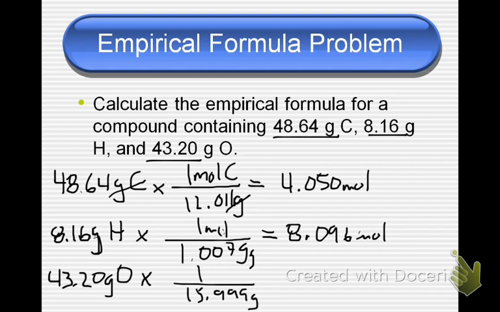And lastly, oxygen, 15.999 grams for every 1 mole. And that means we have 2.700 moles of oxygen. So, step number 4, divide everything by the smallest number of moles. And our smallest number here would be 2.7. So we're going to divide all of these by 2.7.